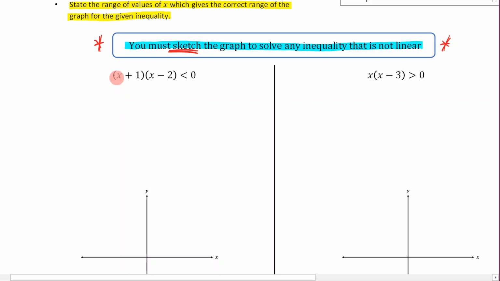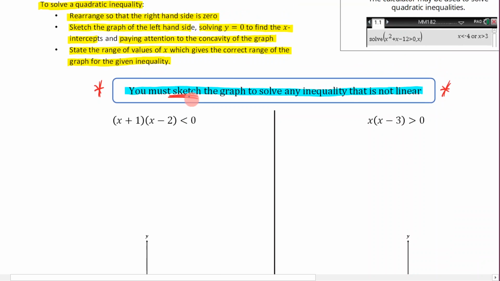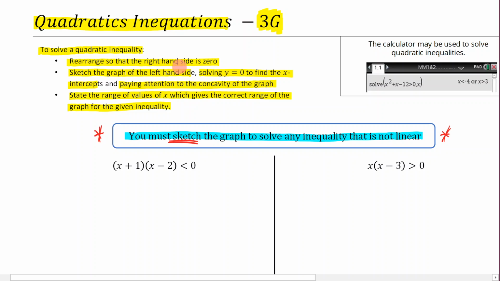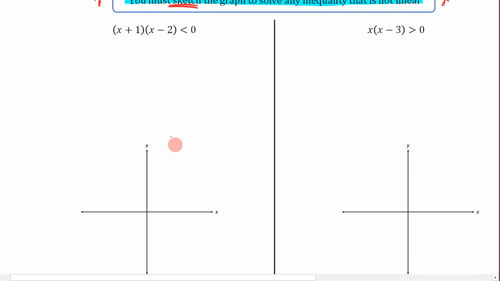So here we have (x + 1)(x - 2) < 0. Looking at our first step, it says rearrange so that the right-hand side is 0. That's already done for us, we don't have to worry about it. And of course, it doesn't have to be the right-hand side. As long as one of the sides is 0, that's all that matters. So that means we move on to the next step, which says we need to sketch. So I need to sketch this quadratic.